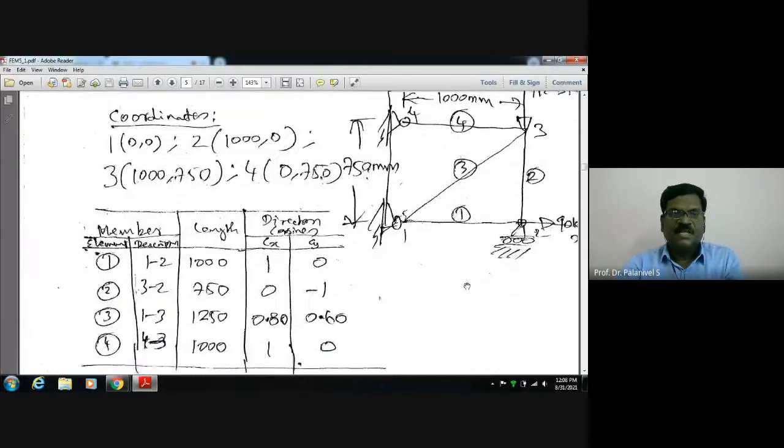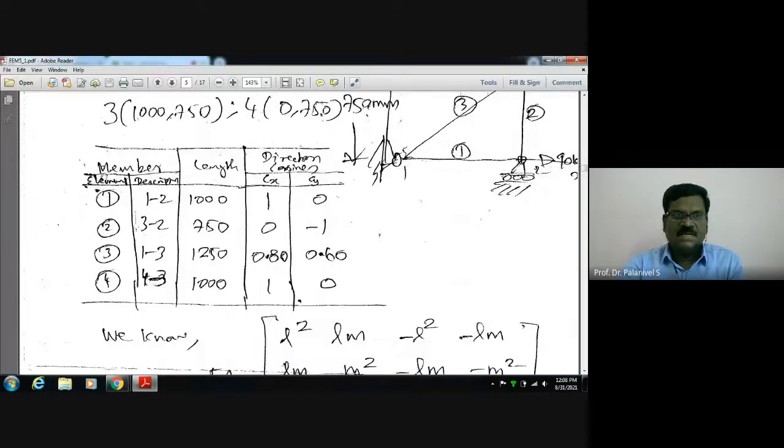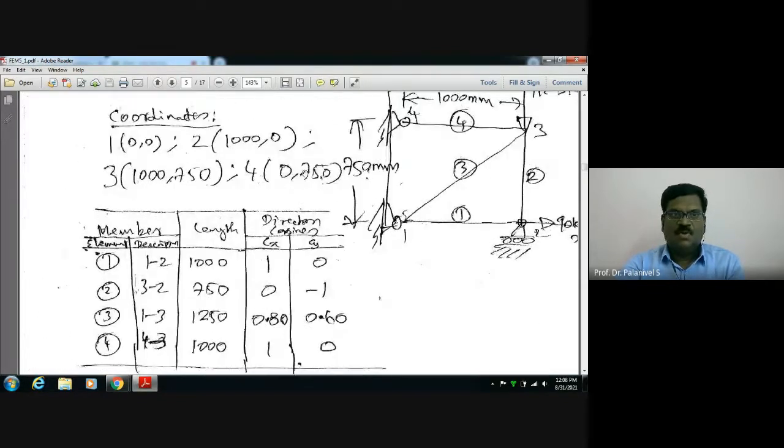Next, you have to rule out a small rough table like this. Write member, element number, and a description. You just write the description, and length. Now direction cosines, C suffix x, C suffix y. That is nothing but L and M, otherwise other notation. I have written direction cosines. Now what to do? Element 1, 2, 3, 4. I have written here.